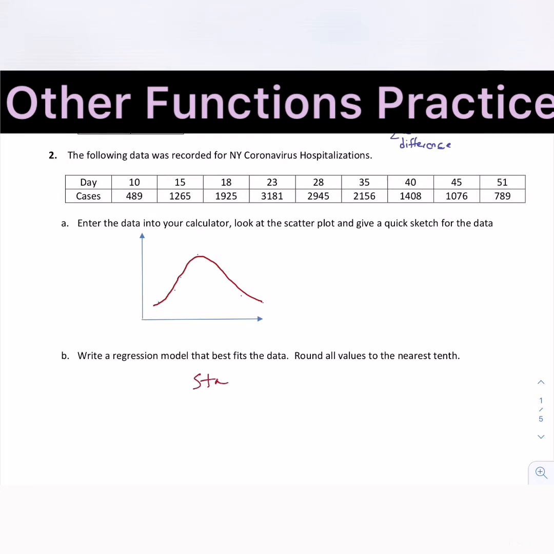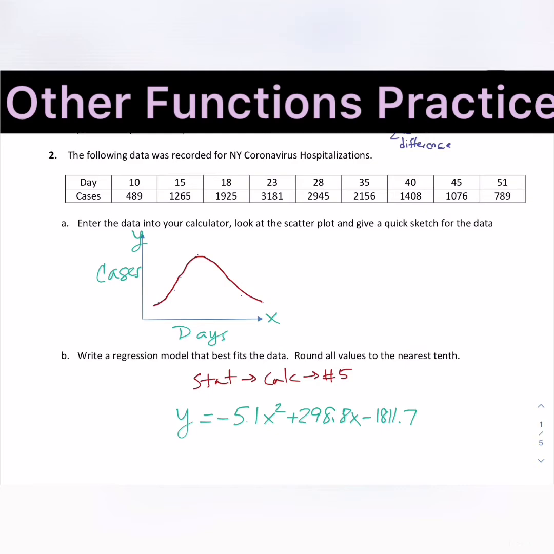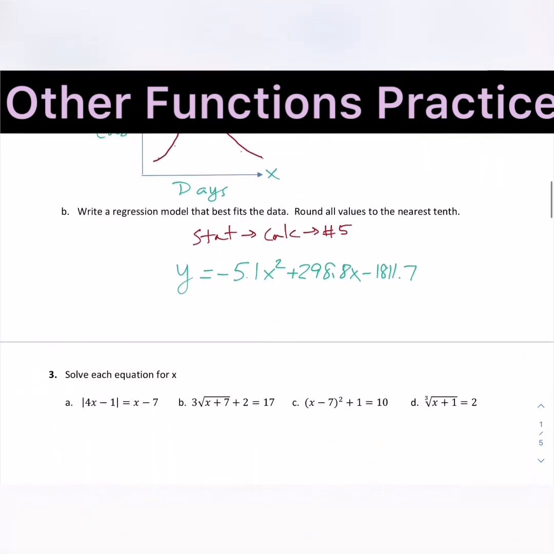So we're going to use stat calc number 5, and that's going to be our quad regression here. Rounding to the nearest tenth, y is equal to negative 5.1x squared plus 298.8x minus 1,811.7. And that ends this question. There is your quadratic regression model. All right, let's move on to number 3.